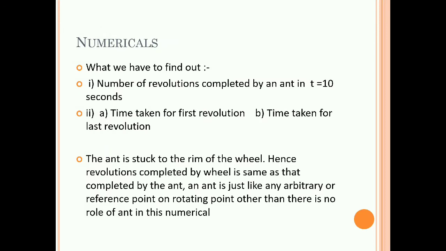Next, what is asked to determine here? The number of revolutions completed by the ant in t equal to 10 seconds. Then the second sub-question: the time taken for the first revolution and the time taken for the last revolution. The ant is stuck to the rim of the wheel, which means the revolutions completed by the wheel will be the same as those completed by the ant, because the ant is just an arbitrary reference point. Otherwise there is no role of the ant in this numerical.